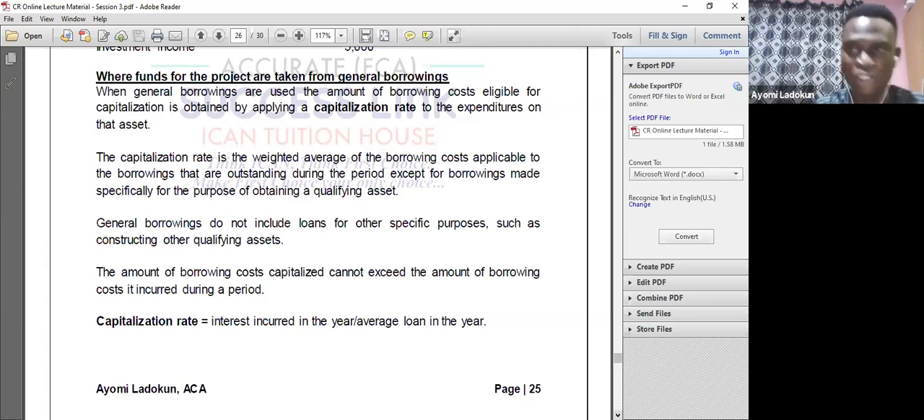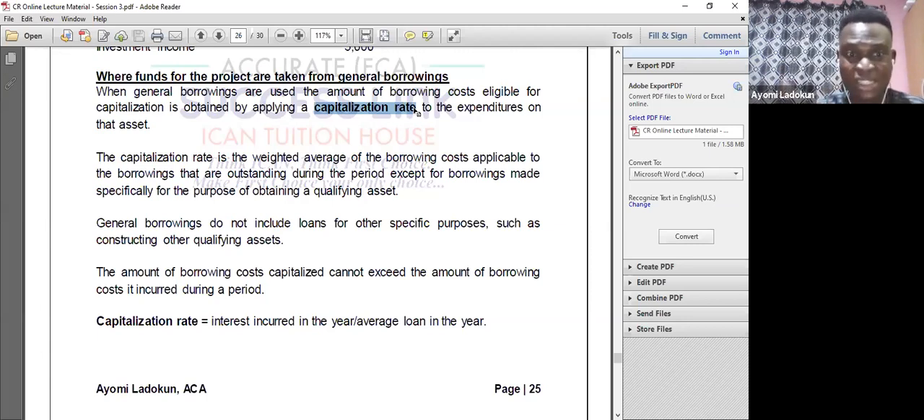So all of a sudden you want to construct a qualifying asset. You realize that, oh, I have enough funds in my loan account, so I can use that money to construct a qualifying asset. Because it's general borrowing, you did not specifically borrow to construct that asset. That's why they call it general borrowing. In that case, IAS 23 says you are going to apply what we call the capitalization rate. That means you need to calculate the rate that you are going to use to determine the amount to be capitalized.